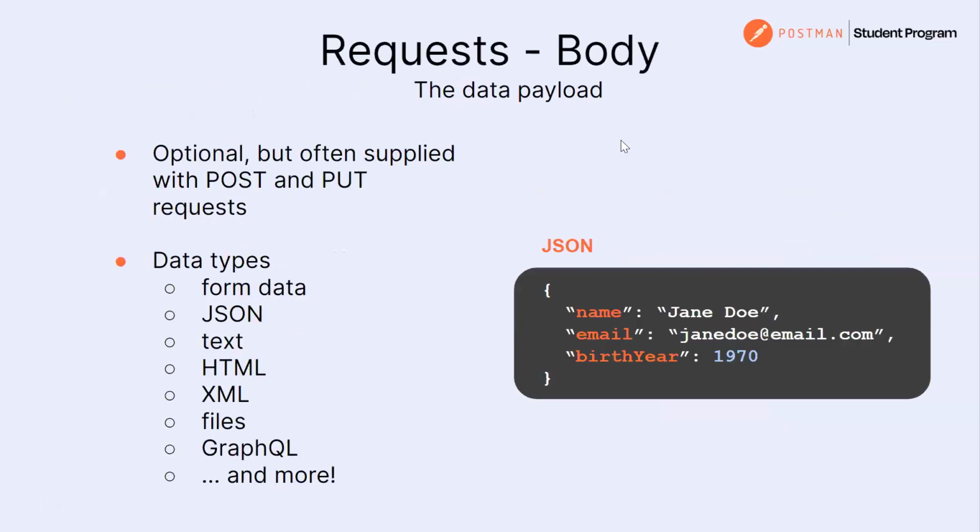So, the request body is a JSON, JavaScript Object Notation, file. We have a name specified over here, an email and a birth date, and it is often supplied with the POST and PUT requests, as I already discussed. We have different types of data, like an HTML file, an XML file, a GraphQL file, a JSON file, and form data.